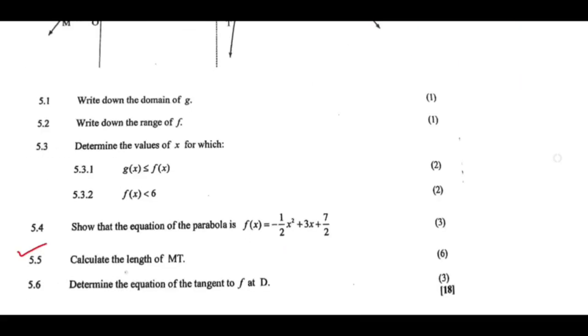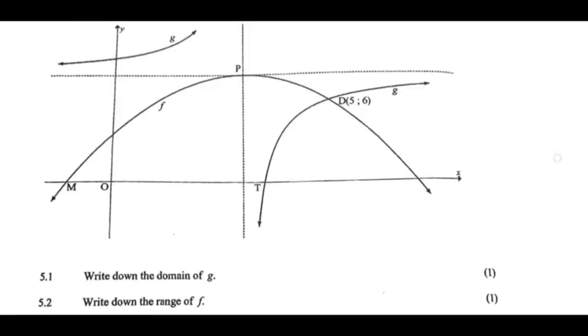5.5, very interesting question. Calculate the length of MT. Now we need to calculate the length of MT. Obviously we need the coordinates of M and the coordinates of T. Then we can find the length of MT. So M is the x-intercept of f, so we set f of x equal to 0.